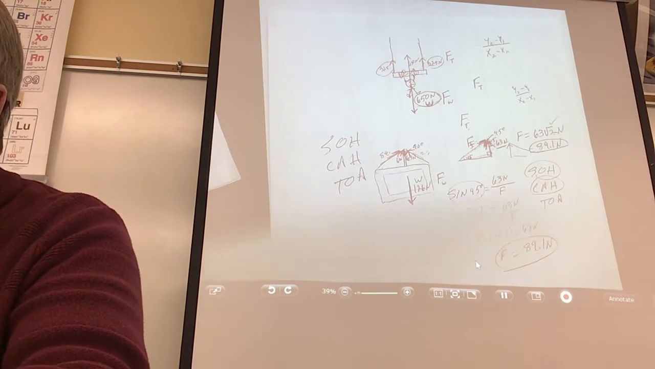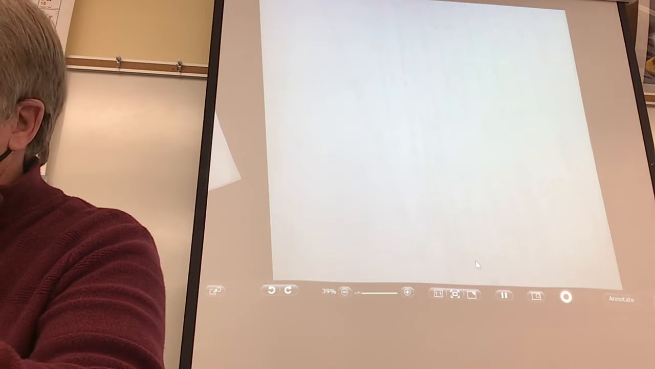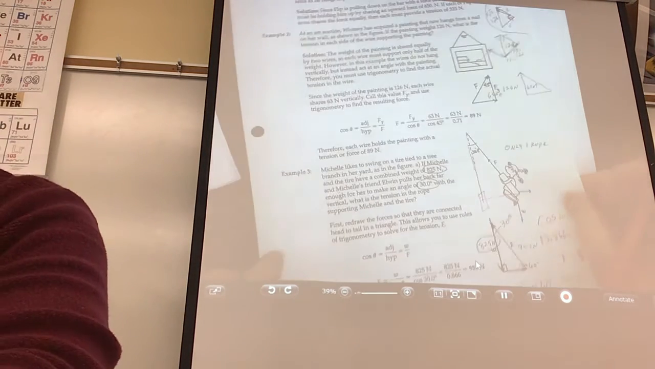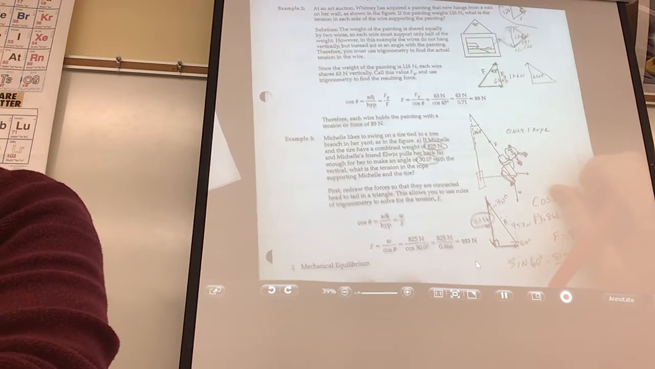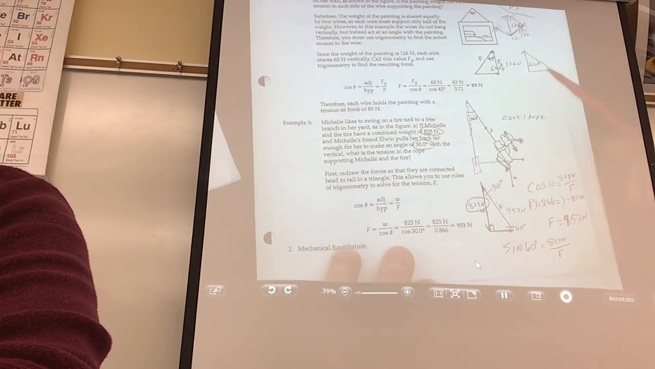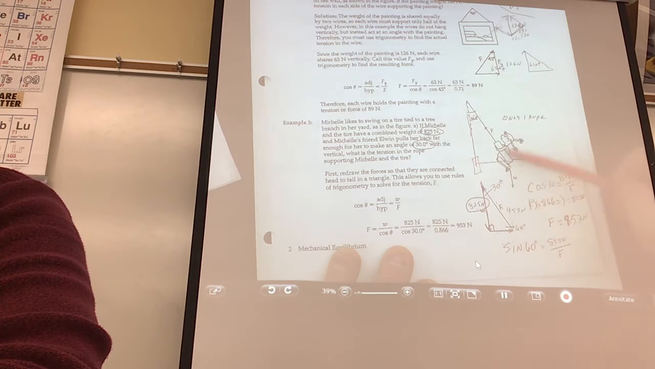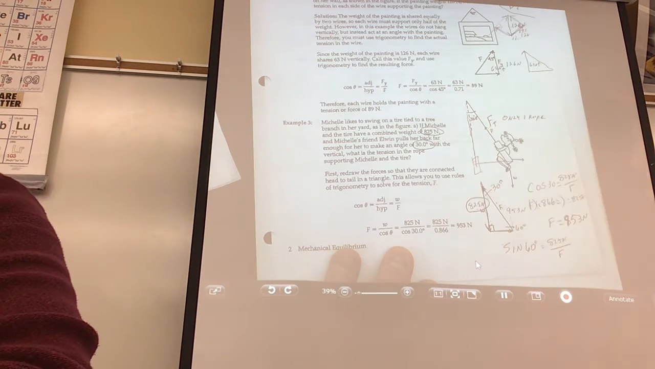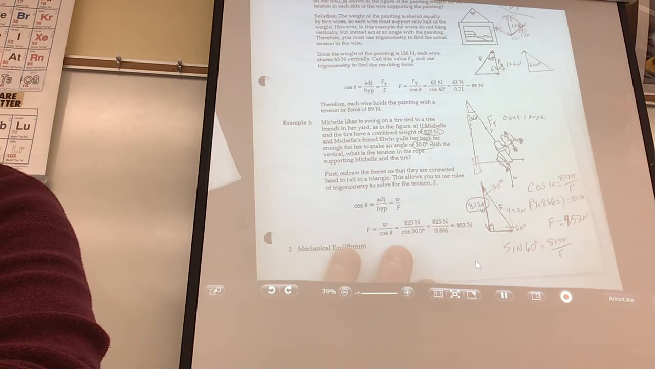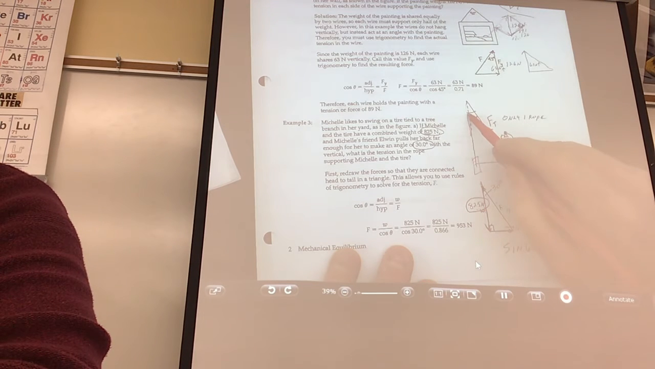This is the one I think we got a little interrupted on, and let's see how far we got here. Michelle likes to swing on a tire swing, and okay, so if we were going to make a diagram here, here's our triangle here, but there's only one rope here, isn't there? And what are we trying to find? We're trying to find the tension force. Everybody get it? Okay, so now, here's what we know. We know they pulled it back, and the angle here is 30 degrees.